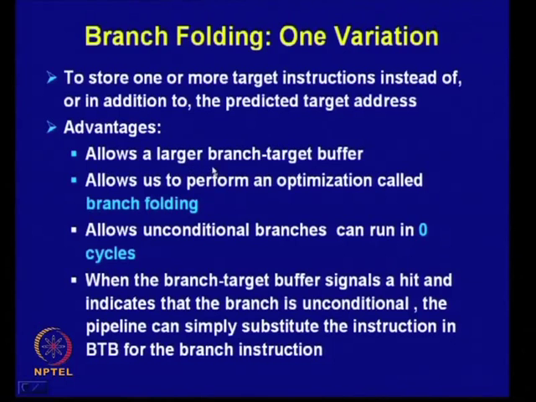The advantage is it allows a larger branch target buffer, and it allows us to perform an optimization called branch folding. This technique is known as branch folding because it allows unconditional branches to run in 0 cycles. That means, normally unconditional branches do not run with 0 cycles, but using this branch folding technique, even unconditional branches will run with a penalty of 0 cycles. How is it done? When the branch target buffer signals a hit and indicates that the branch is unconditional, the pipeline can simply substitute the instruction in the branch target buffer for the branch instruction. This is how we are able to achieve 0 cycle penalty for unconditional branches. So, this is known as branch folding.